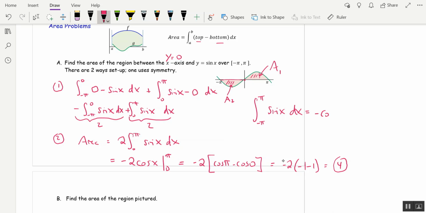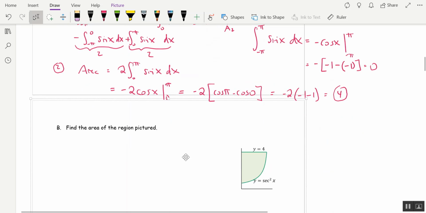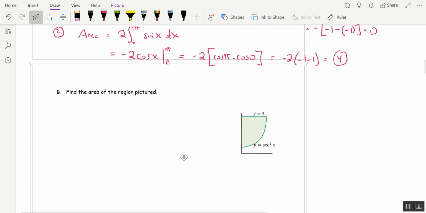We get negative cos x between negative pi and pi. So that's negative cosine of pi, which is negative 1. And I subtract cosine of negative pi, which is also negative 1. Negative 1 plus 1 is 0. So just integrating over an interval, you can get 0. But if you're computing area, you cannot get 0. And you have to write 2 separate integrals if the top curve switches with the bottom curve. All right, so next one, find the area of the region pictured.